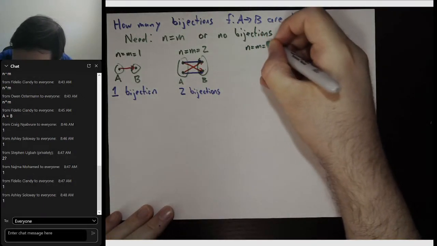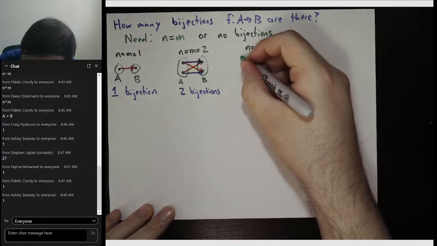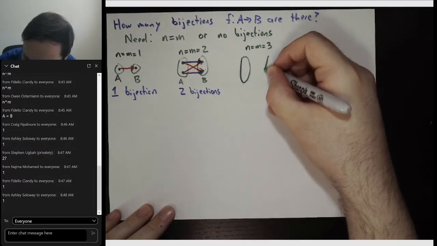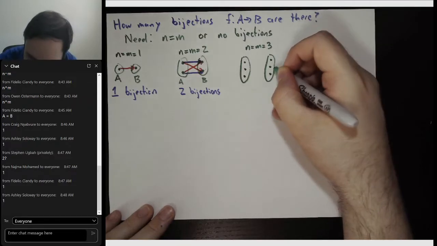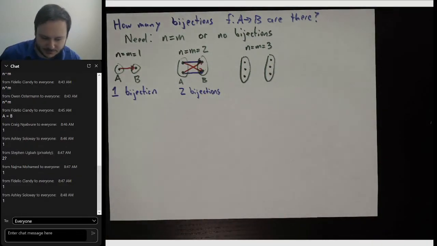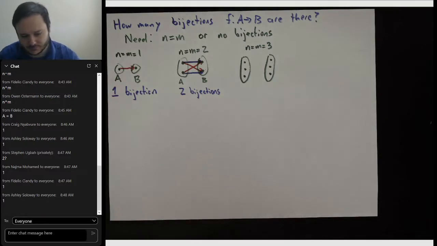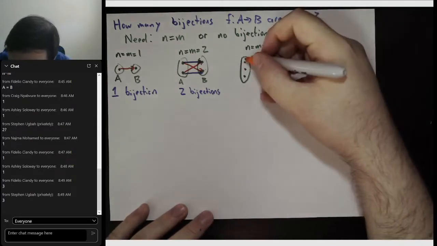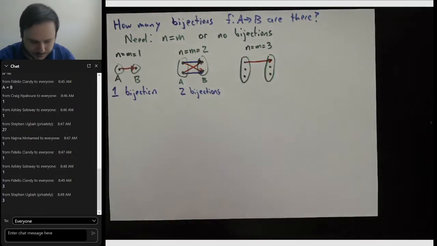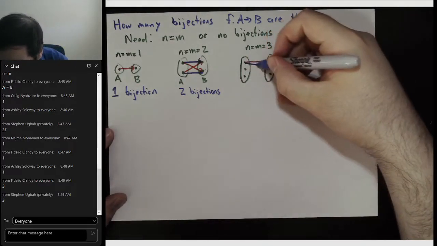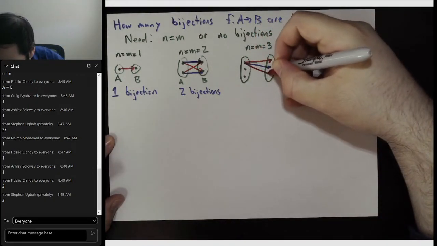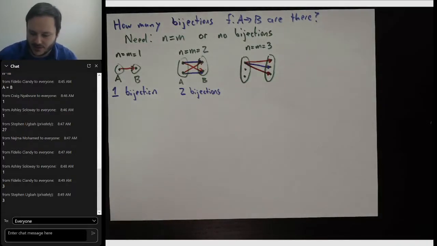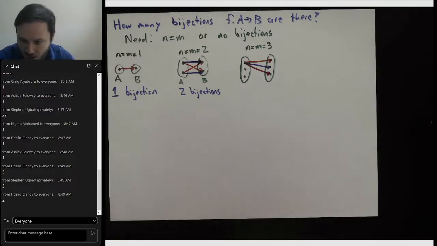N equals M equals 3. How many options for my first arrow? Yeah, 3 options, right? I could go straight across, or I could go to the middle, or I could go to the bottom. So 3 options for the first one. Once I've picked my first one, how many options for the second arrow? Now I've got 2 options, right?